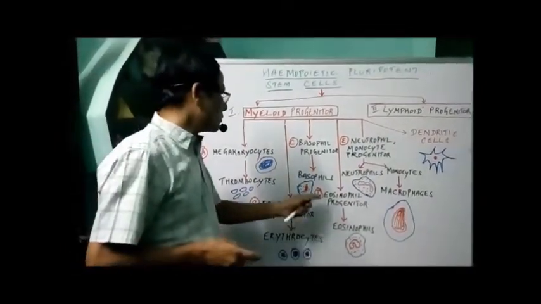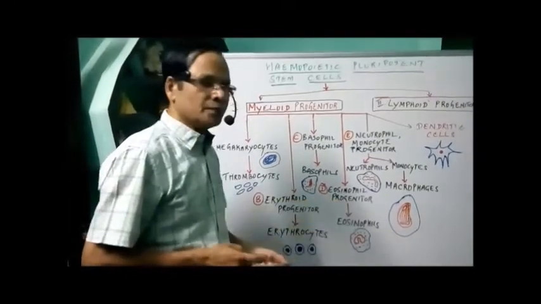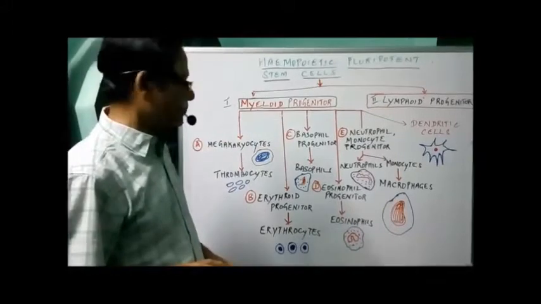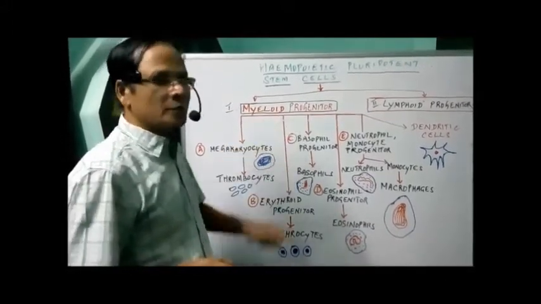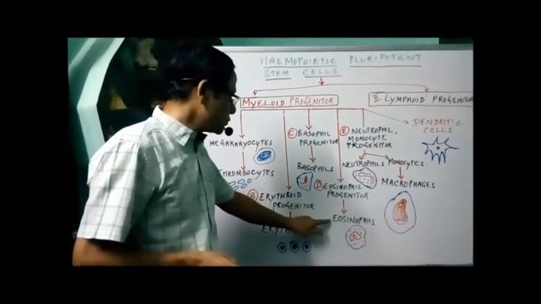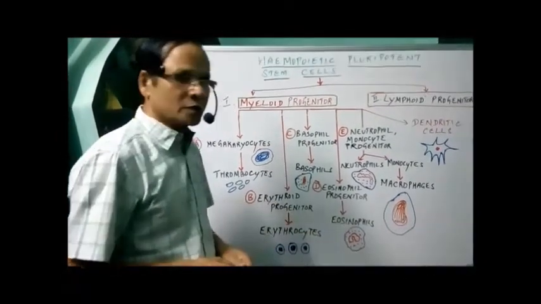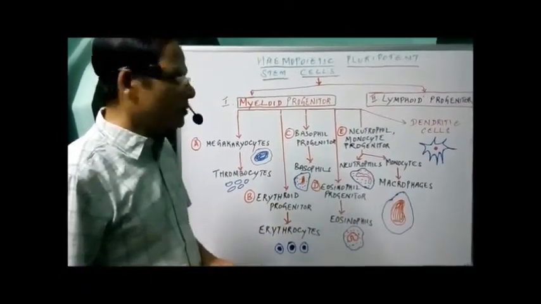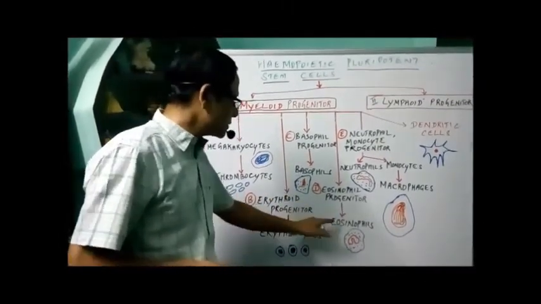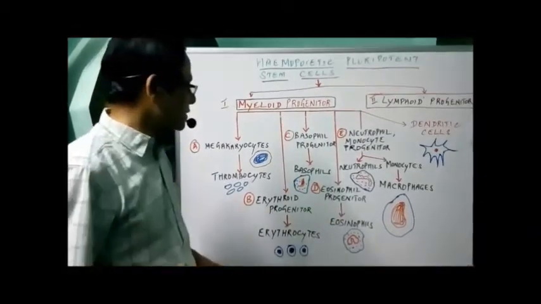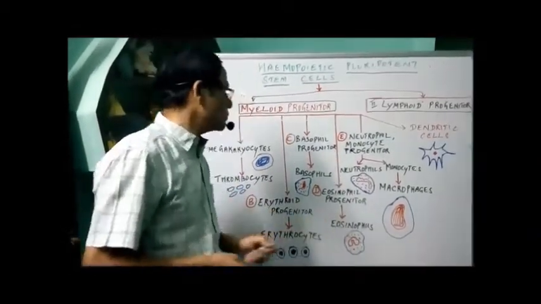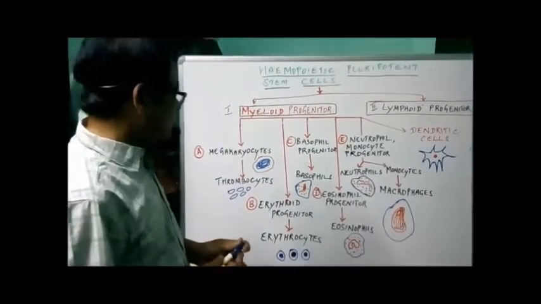Now the fourth one, the eosinophil progenitor. That is also derived from the myeloid progenitor, one of the stem cells of myeloid progenitor. So the eosinophil progenitor gives rise to the eosinophils, one with a bilobed nucleus. These are what we call the granulocytes. The basophils and the eosinophils are granulocytes. Here the nucleus is more or less S-shaped. Here the nucleus is bilobed.